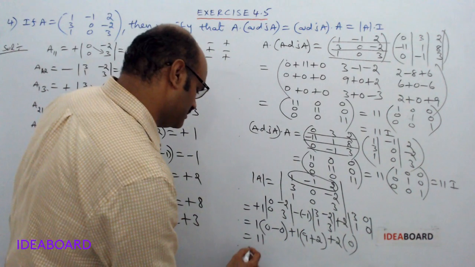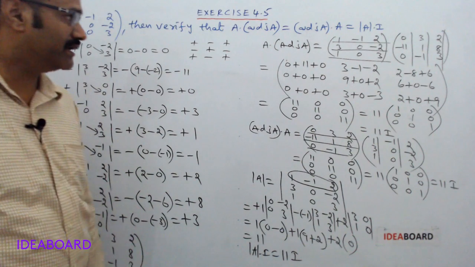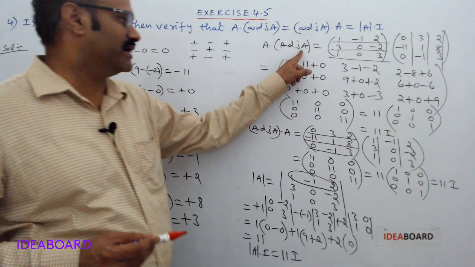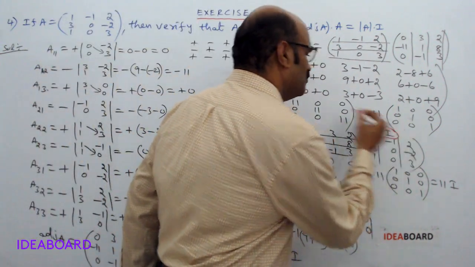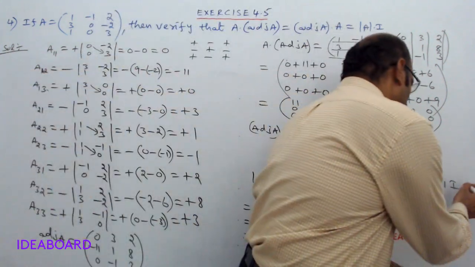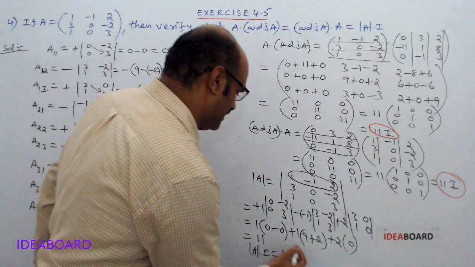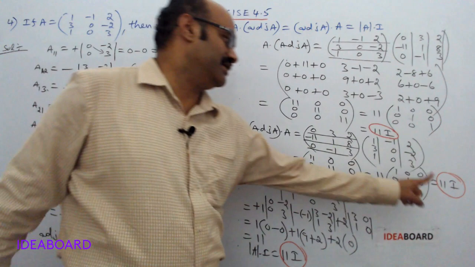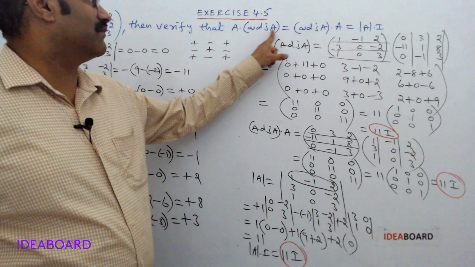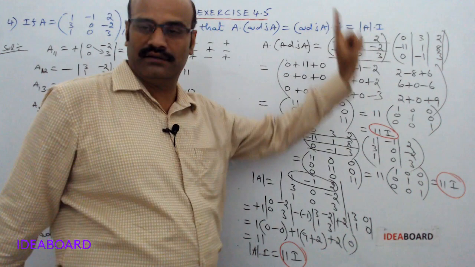Therefore, we get det A into I equal to 11 into I. Here we got A into adjoint of A equal to 11 into I. Adjoint of A into A equal to 11 into I. Next, det A into I equal to 11 into I. From these three, we conclude that A into adjoint of A equal to adjoint of A into A equal to det A into I. Hence proved.